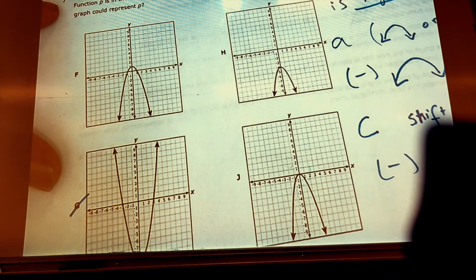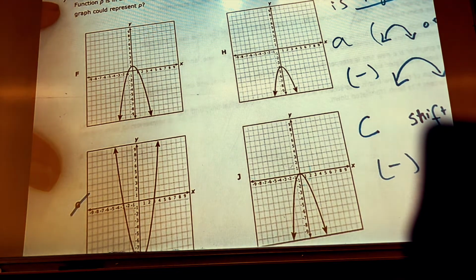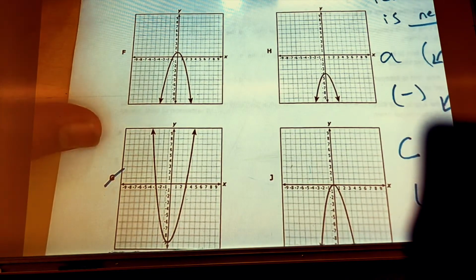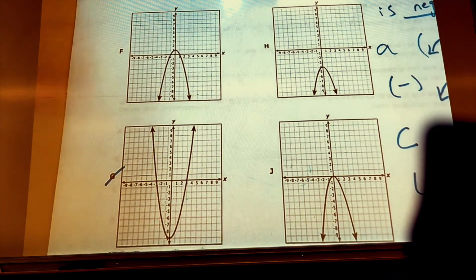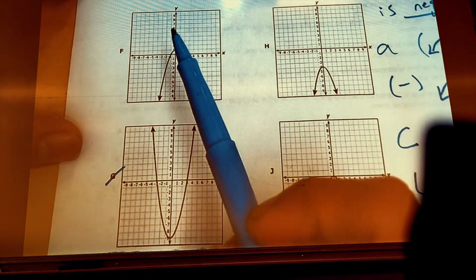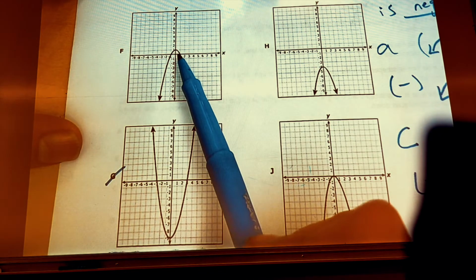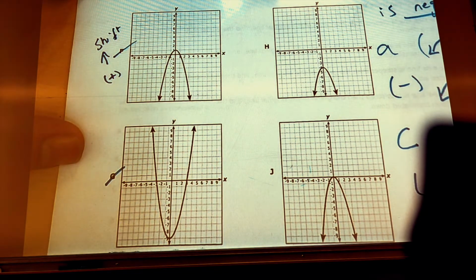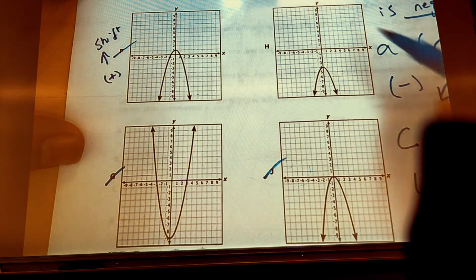Well, the A was negative first. First, we talked about the A being negative, which means we crossed out anything that opens up. Does that make sense? A is negative, it opens down, only one of them opens up. Now C is negative, which means there should be a shift down. This is a shift up. So no, this is no shift at all. And this is a shift down.